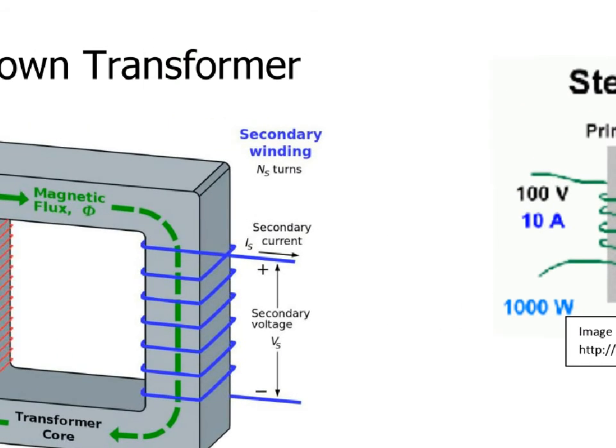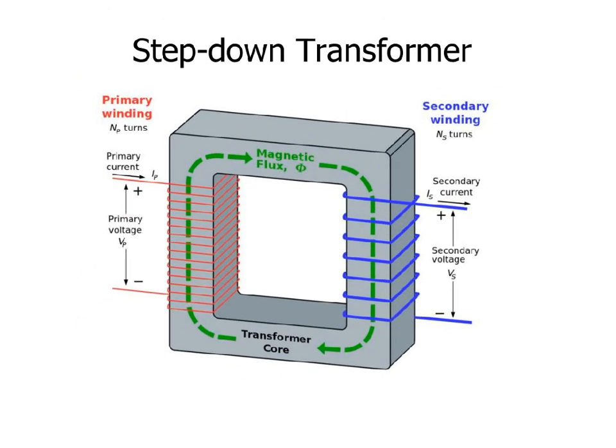The other kind is called a step-down transformer, and this kind is basically the opposite. You have more turns of wire in the primary coil, you have fewer turns of wire in the secondary coil, so the voltage is going to drop down because, of course, since there's more turns here, less turns here, that means there's more voltage here, less voltage here. This is called a step-down transformer because the voltage gets stepped down.